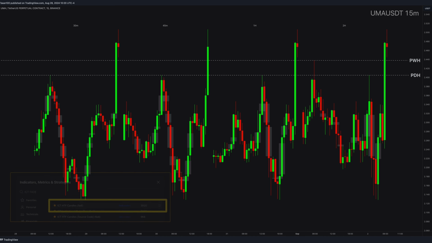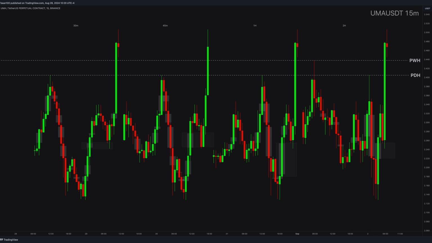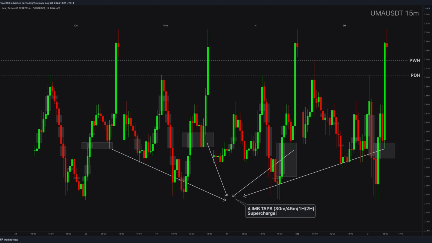It is time to check our best indicator, the ICT high time frame candles. With the power of this indicator, I can point out the best entry areas possible. An entry place that can possibly carry me towards my bias. As you can see, the price taps the 4 different imbalances here and it is supercharging. 30-minute imbalance, 45-minute imbalance, 1 and 2 hours imbalances.